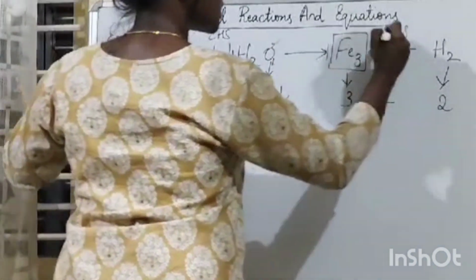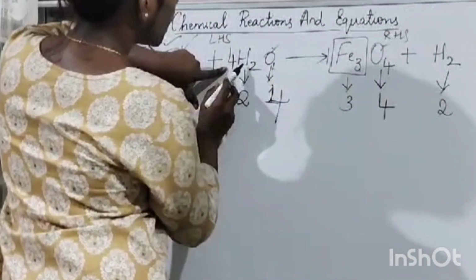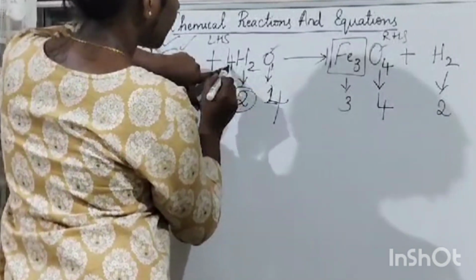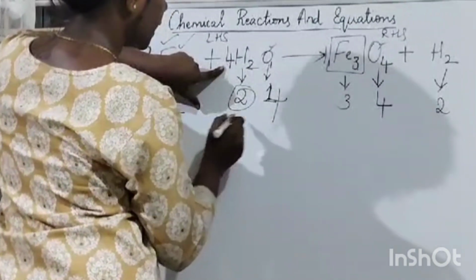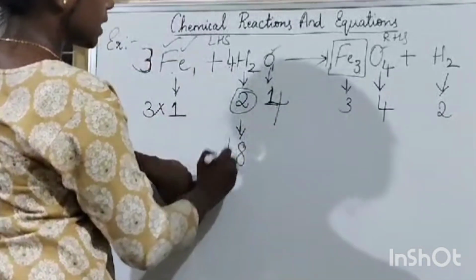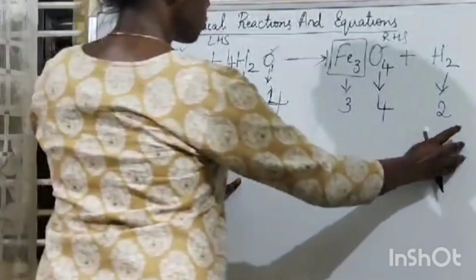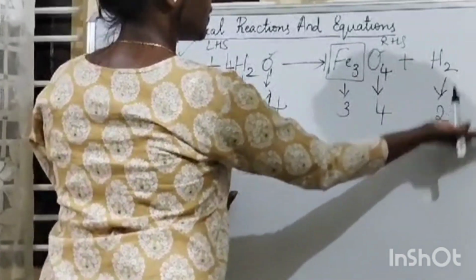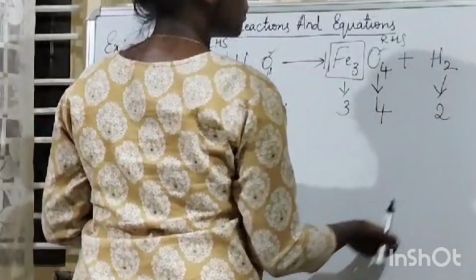Fe is balanced, oxygen is balanced. But now hydrogen, which was 2 initially, has become 8. 4 twos is 8. So now the hydrogen molecule number has increased to 8. But here it is only 2. So we are supposed to balance this. In order to balance this, we will increase the hydrogen molecule number over here.